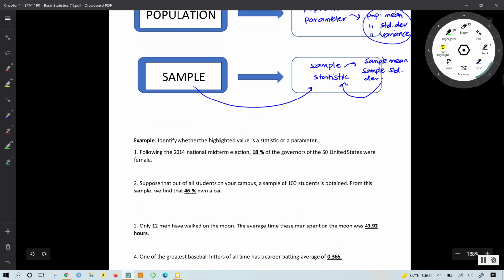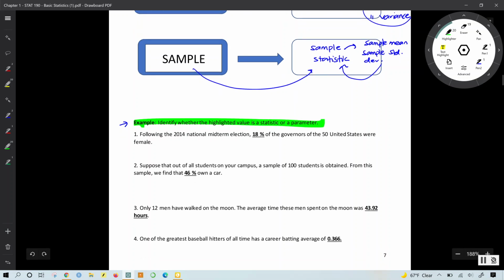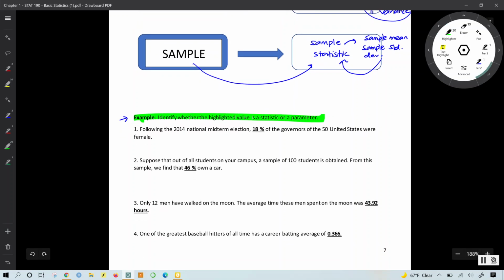So, to examine how well we understand this, let us carry on to the next example, in which we would like to identify whether the highlighted value in each of these questions is a statistic or a parameter.